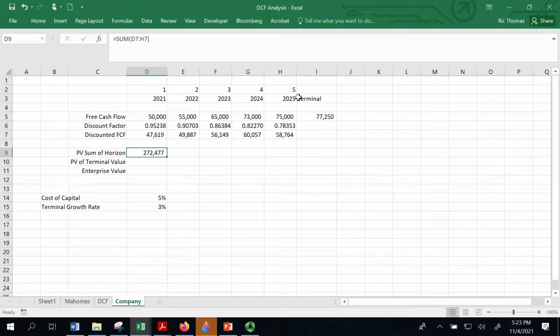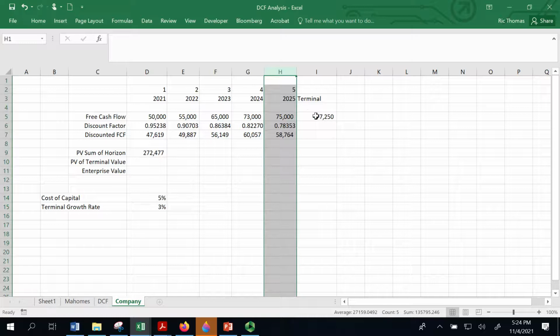after 5 years, I'm going to be like, you know what? I'm tired of the pizza business. I love pizza, but I don't want to run this business anymore. In fact, I just want to sell it. And so I got to figure out what I'm going to be able to sell it for. So this is where I use that Gordon growth model. I'm at the end of 2025. It's going to grow at 3% forever, or this terminal growth rate forever.